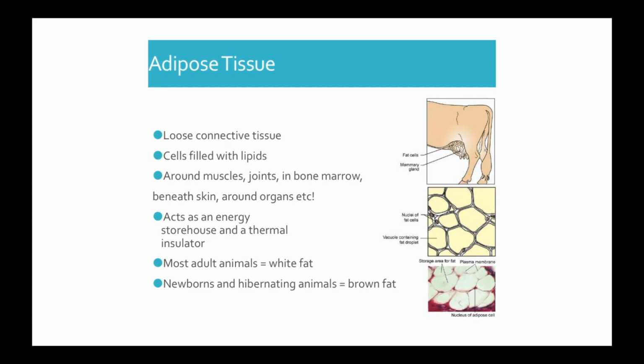Adipose tissue is another form of loose connective tissue. It is cells filled with lipids, and we'll find it around muscles, joints, in the bone marrow, beneath skin, around organs, etc. We find adipose tissue everywhere. It acts as an energy storehouse and a thermal insulator. Most adult animals have white fat. Newborns and hibernating animals have brown fat.